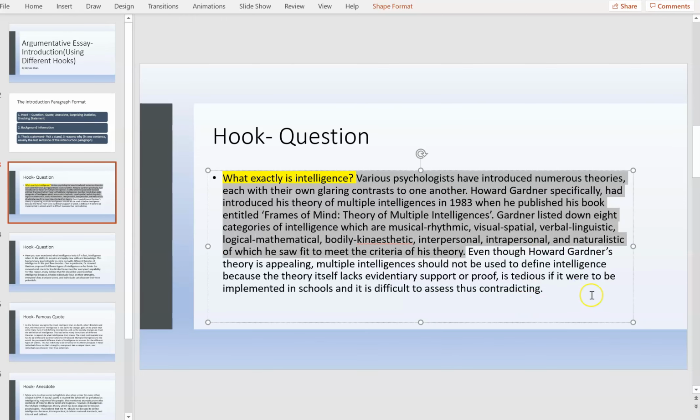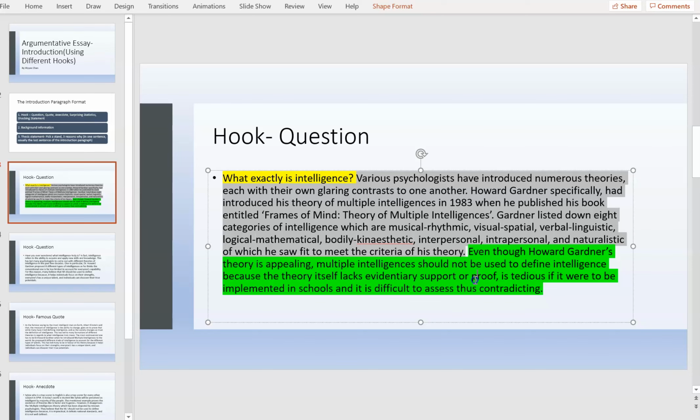your background information. And finally, this is the thesis statement. It has a stand: Multiple intelligence should not be used to define intelligence, and the 3 reasons why. Number 1, it lacks evidentiary proof, support or proof. It is tedious if it were to be implemented in schools, and it is difficult to assess. So this is the thesis statement.